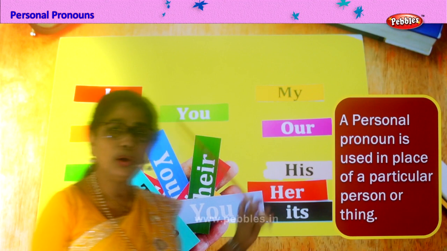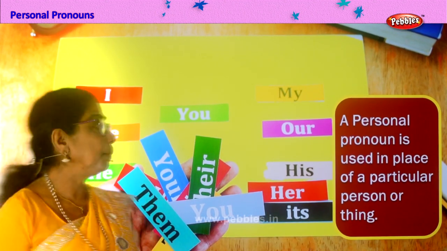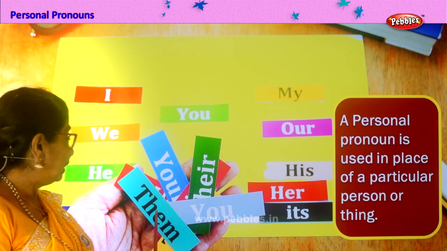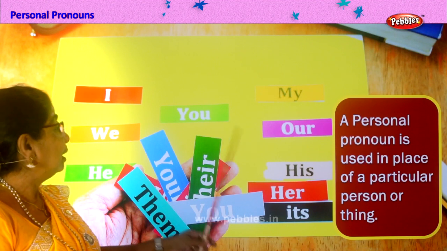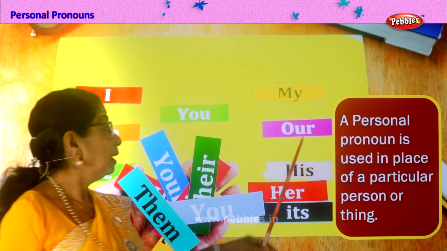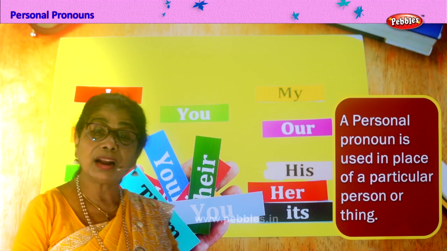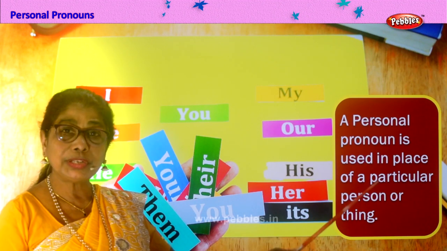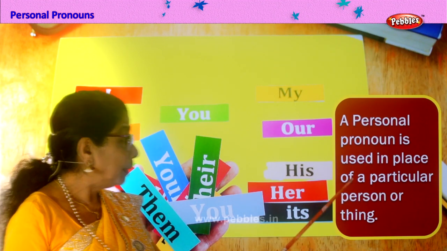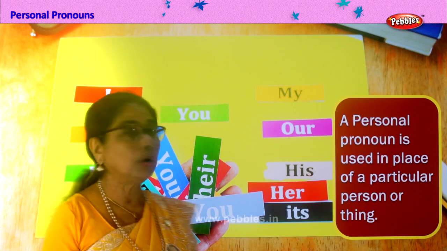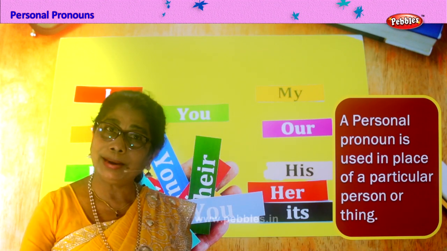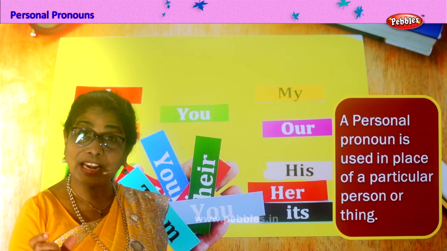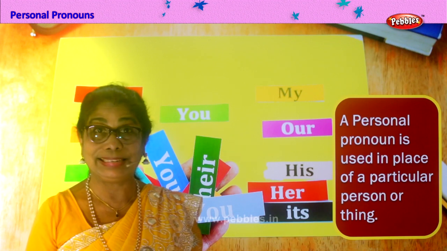Now, look at the board here. Whole lot of things are put. They are all personal pronoun. Look. I, we, he, them, you, their, it's, her, his, my, our, and so on. Read again. A personal pronoun is used in place of a person, a particular person or thing. So we'll take one by one. You look, and the personal pronoun is differently colored, so easy for you to understand.